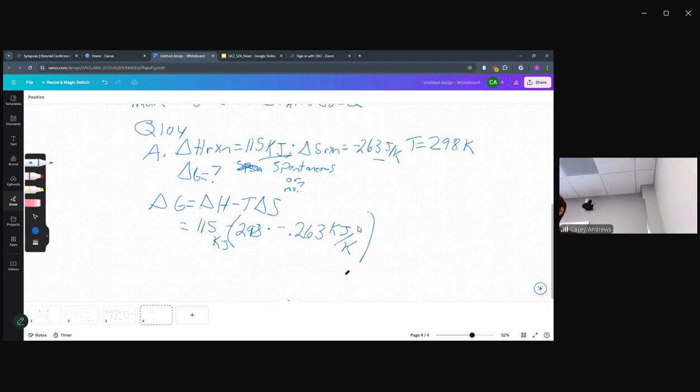So 115 minus 298 times negative 0.263. Delta G equals 193.37 kilojoules. Delta G is positive. That means not spontaneous. Remember, for delta G, negative energy, good.